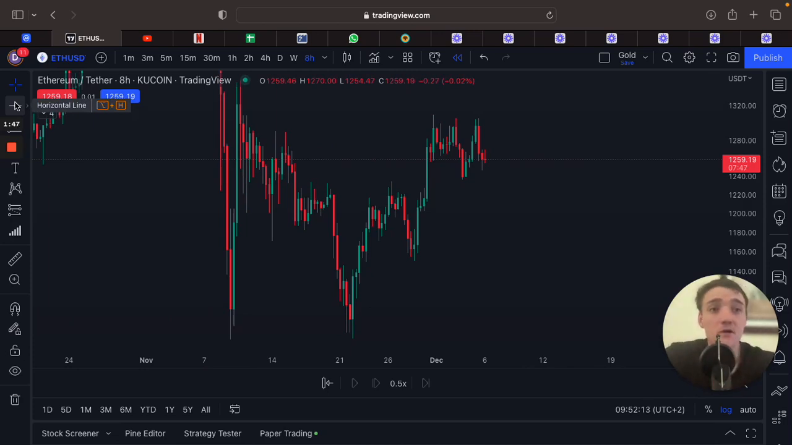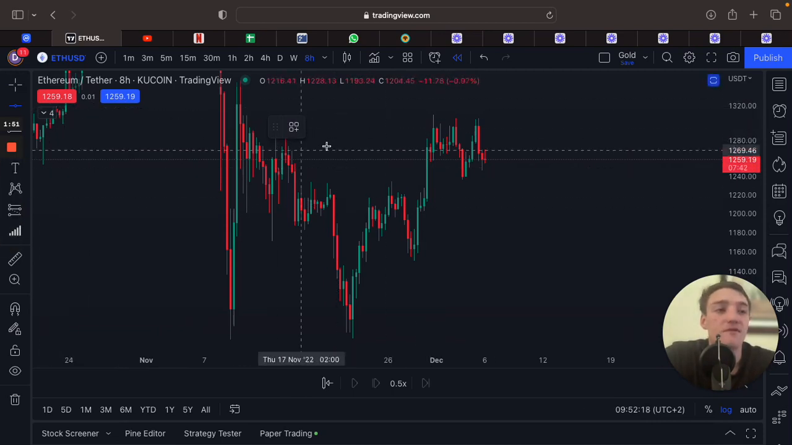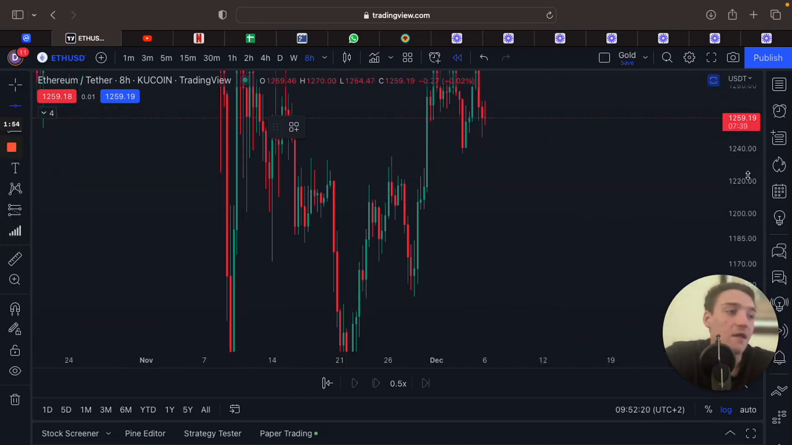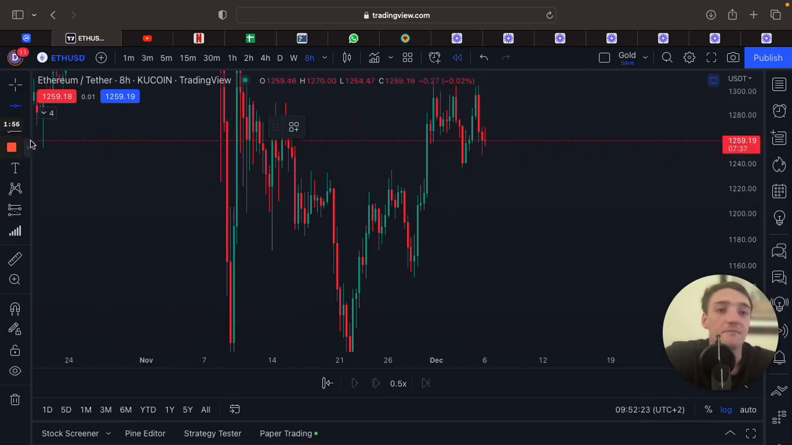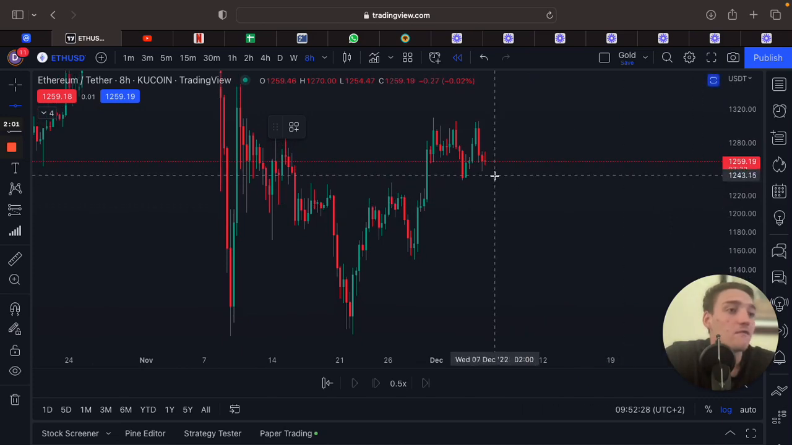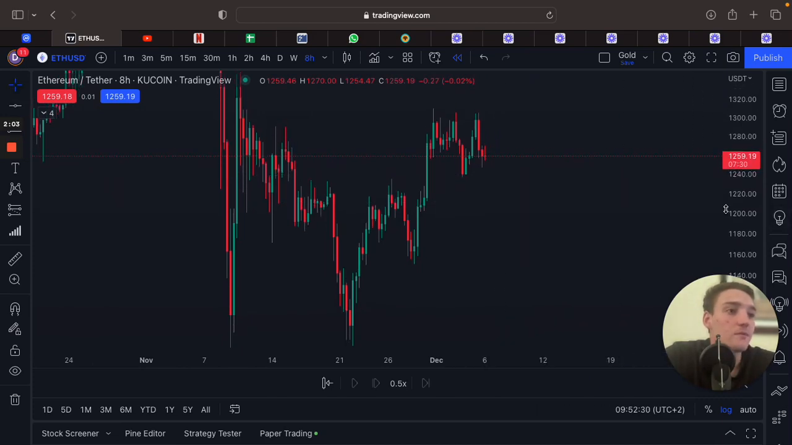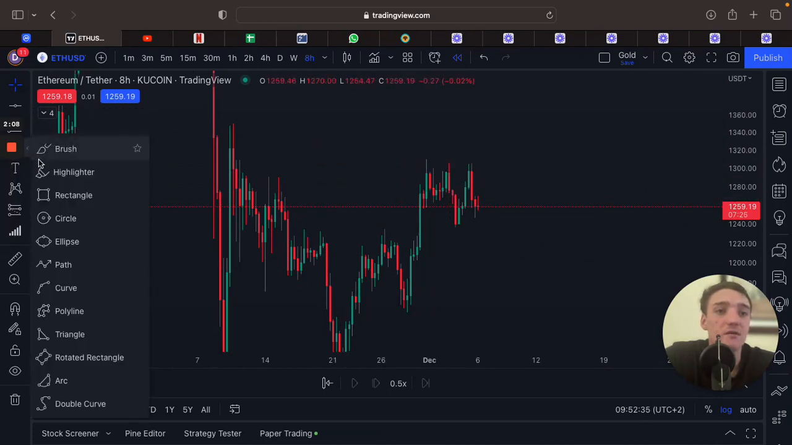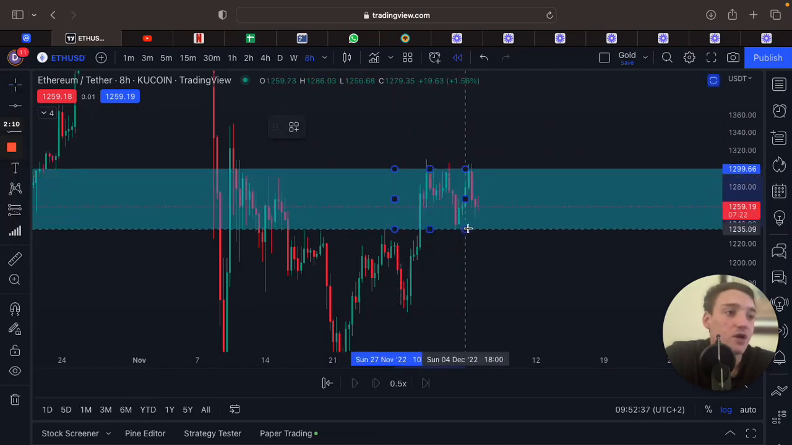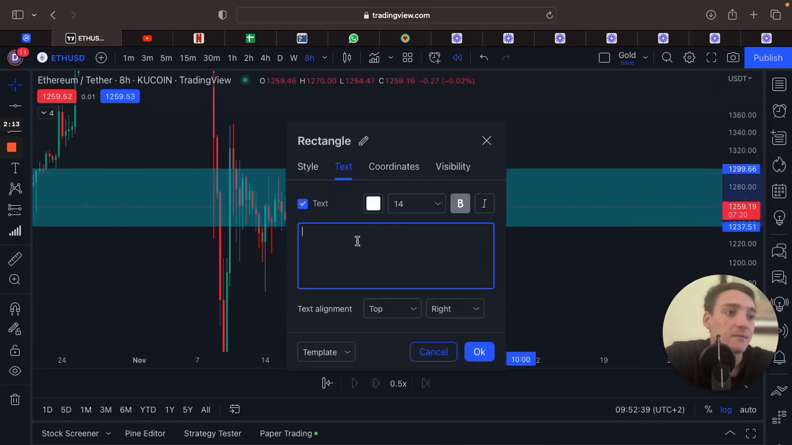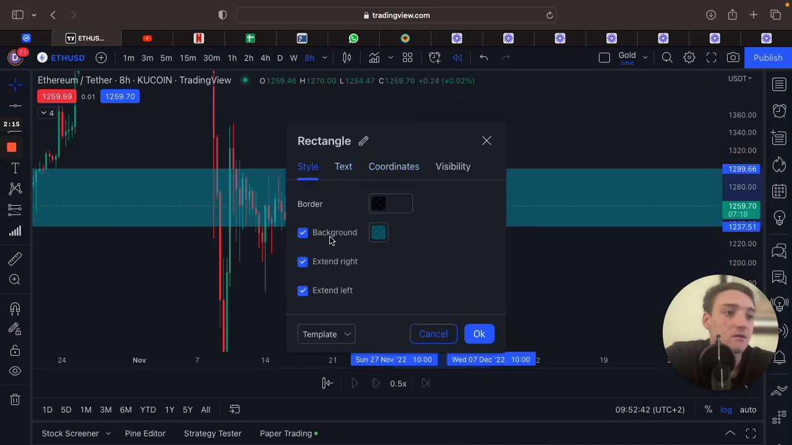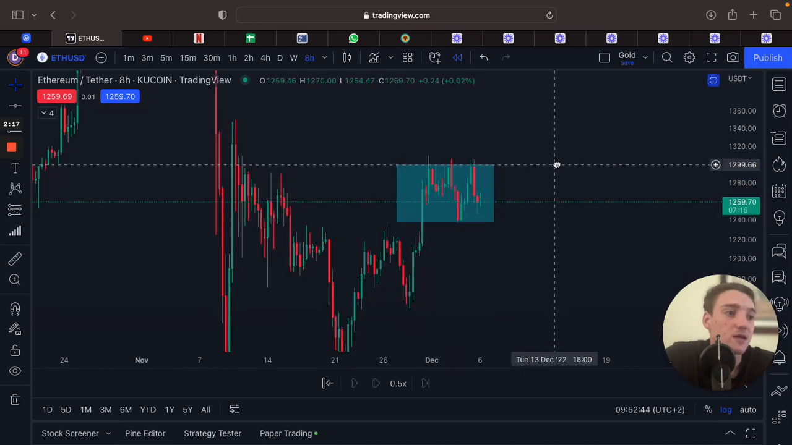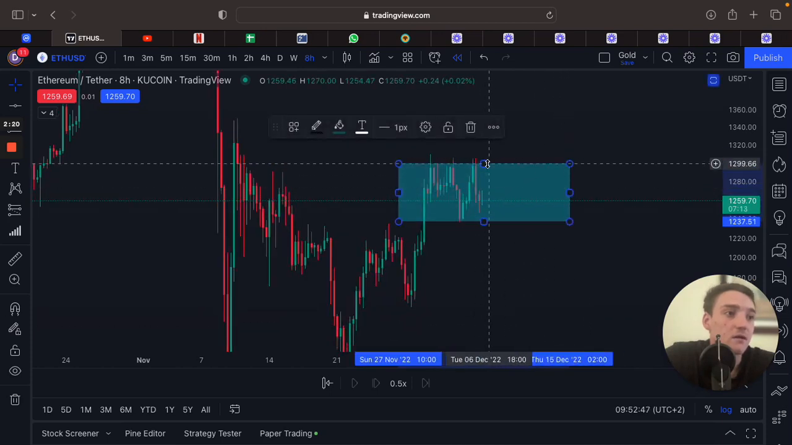First off, I use a horizontal line to find my support and resistance, and then I use the box tool to zone out. So first of all, what range do you want to be trading in? The current range. You want to be trading in this range here. Let me just highlight it quickly. So this range over here is your trading range for today.